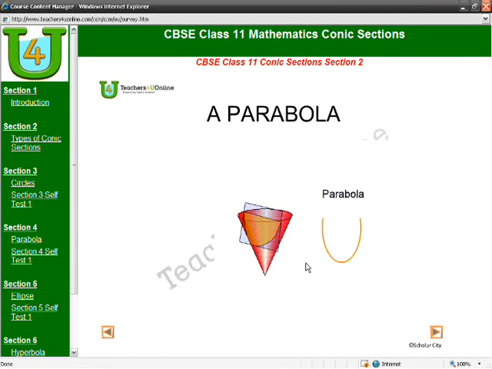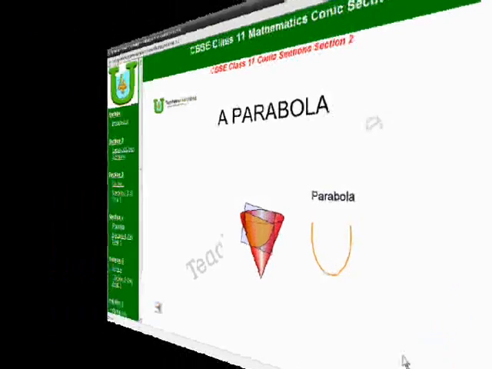Now, this has been explained clearly with the help of an animation here. We have a cone, we have an intersecting plane which is cutting the cone in such a way that it is parallel to the side of the cone. And what is the figure thus obtained? It's a parabola. I hope this is clear to you.